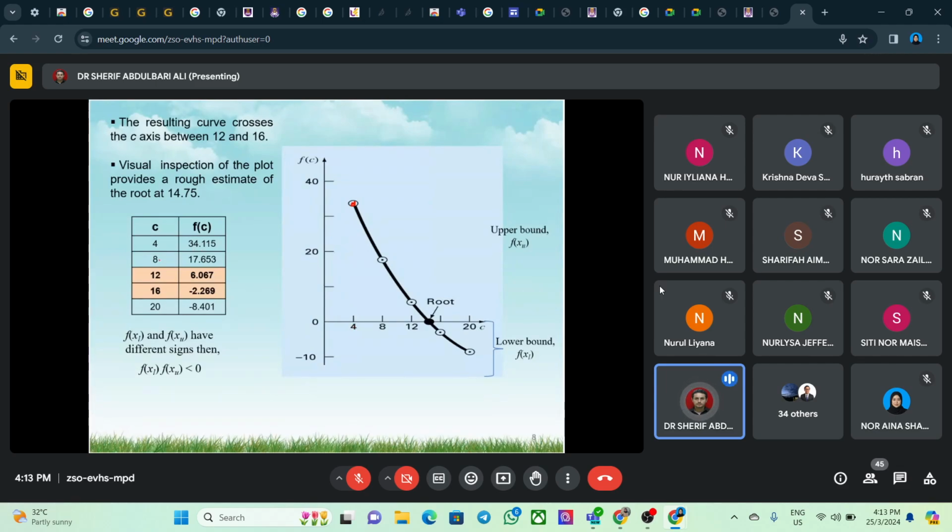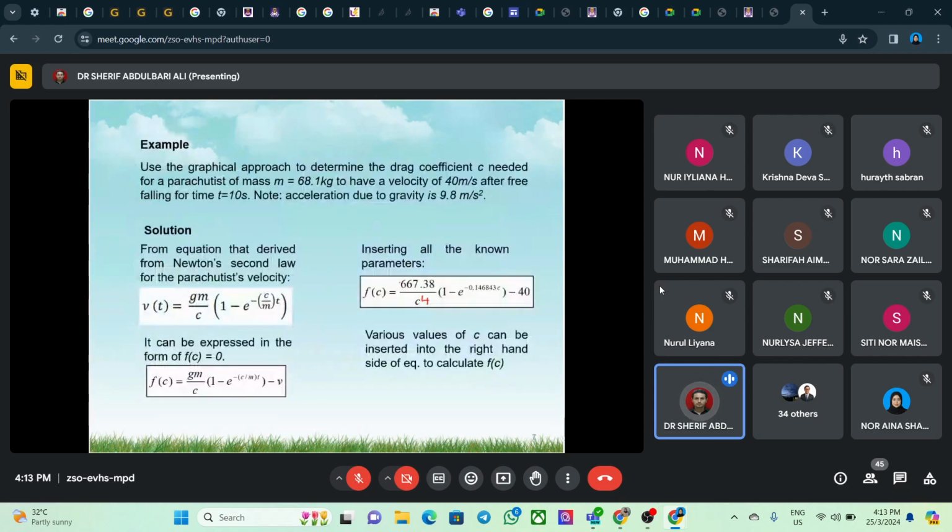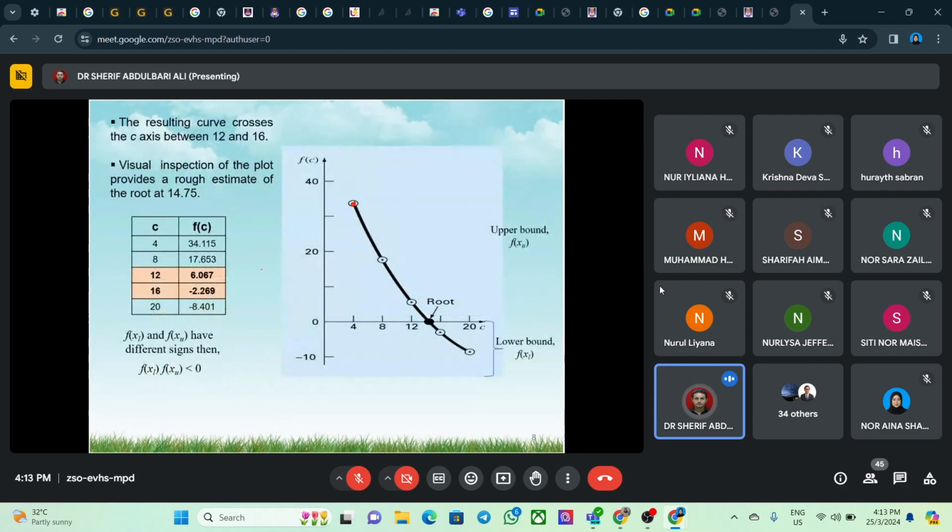Try when the value is equal to 8. You go back to the function here. Instead of the 4, you substitute the value of 8 here. You are going to get the answer 17.65. So when C is 8, the answer is 17.65 here. And again, you go for the value of 12. You get the answer 6.06. And when it's 16, the answer is negative 2.2. And when it's 20, the answer is negative 8.